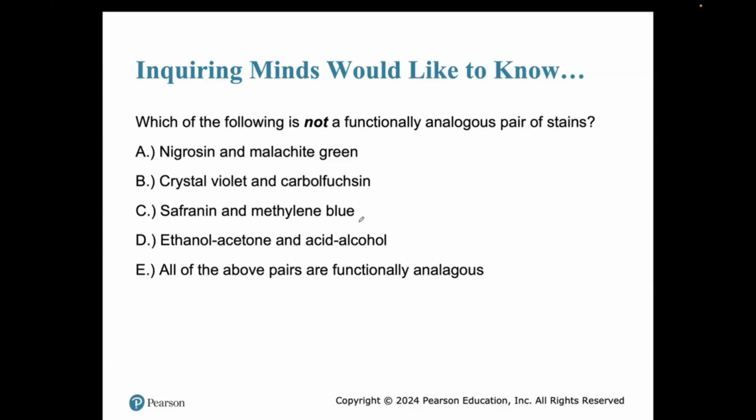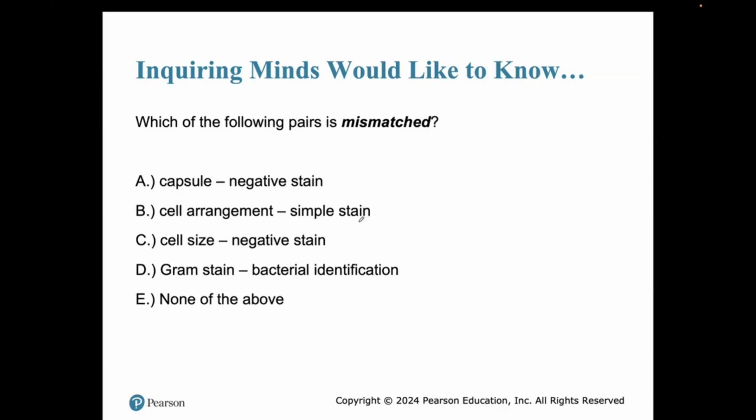All right, pause it if you don't want the answer. The rest of us are going on. The correct answer for this one is nigrosin and malachite green. All right. Which of the following pairs is mismatched? A, capsule to negative stain, B, cell arrangement to simple stain, C, cell size to negative stain, D, Gram stain to bacterial identification, or E, none of the above?